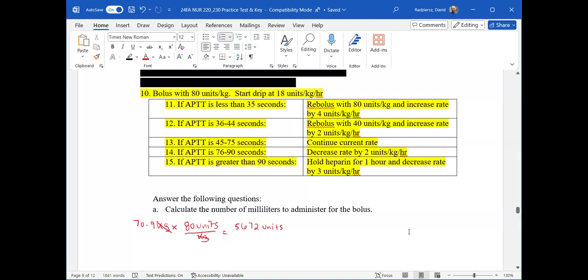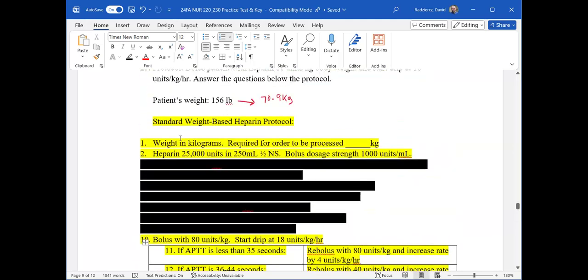So I have to look at the protocol. And step 2 of the protocol gives me my available. Okay. I have available 25,000 units and 250 milliliters half normal saline. And I also have a bolus dose of 1,000 units per milliliter. Those are 2 different variables within the context of the heparin protocol. One's the bolus dose. We get them started, and then we get them on an IV drop or drip for administering heparin over a period of time.